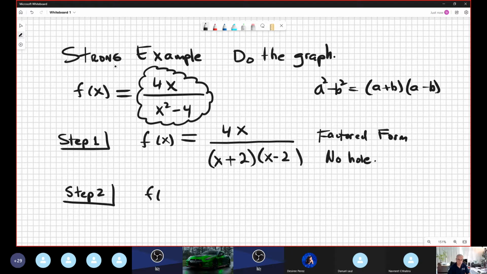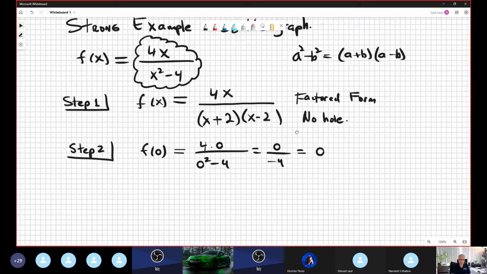Step 2 is the y-intercept. Evaluate the function at 0. It's easy. You plug it in where? In the original or in the factored form? Either way. I like the original. 4 times 0 over 0 squared minus 4. 4 times 0 is 0. And 0 squared is 0, minus 4 is negative 4, and 0 divided by any number is 0. When this situation happens, guys, normally 0,0 is both. It's x-intercept and y-intercept. Well, not necessarily. Depending on the degree of the polynomial in the top, maybe we have another x-intercept. But no, I don't know.